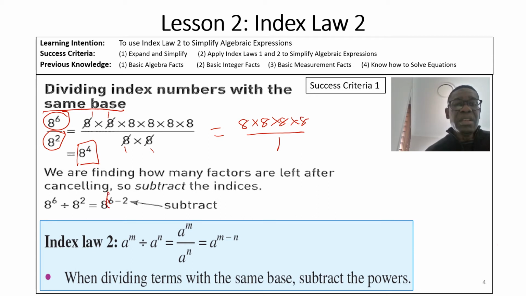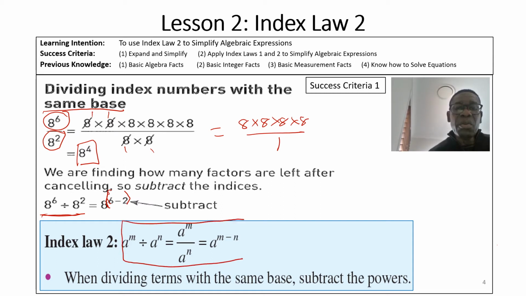6 minus 2. You subtract the powers. Since the bases are the same and you are dividing, you subtract the powers. So in general, a to the power of m divided by a to the power of n, which can be written in fraction form, is simply a to the power of m minus n. That's our second law. So when dividing terms with the same base, subtract the powers.